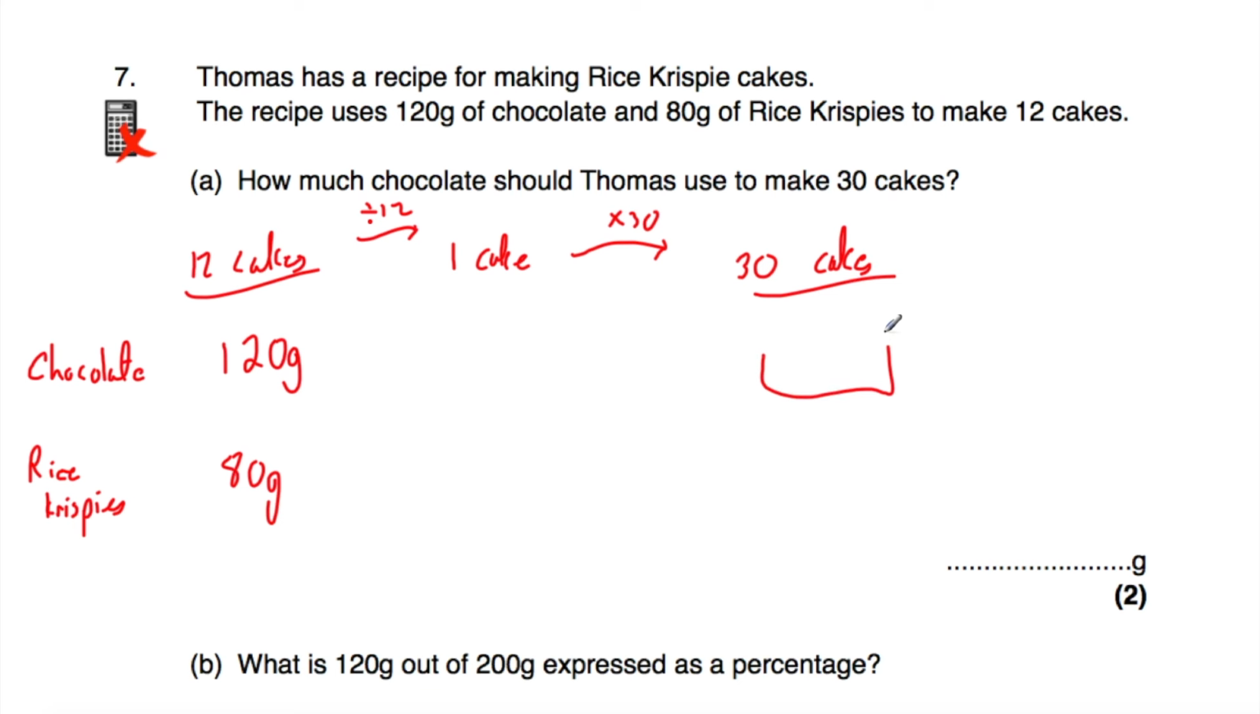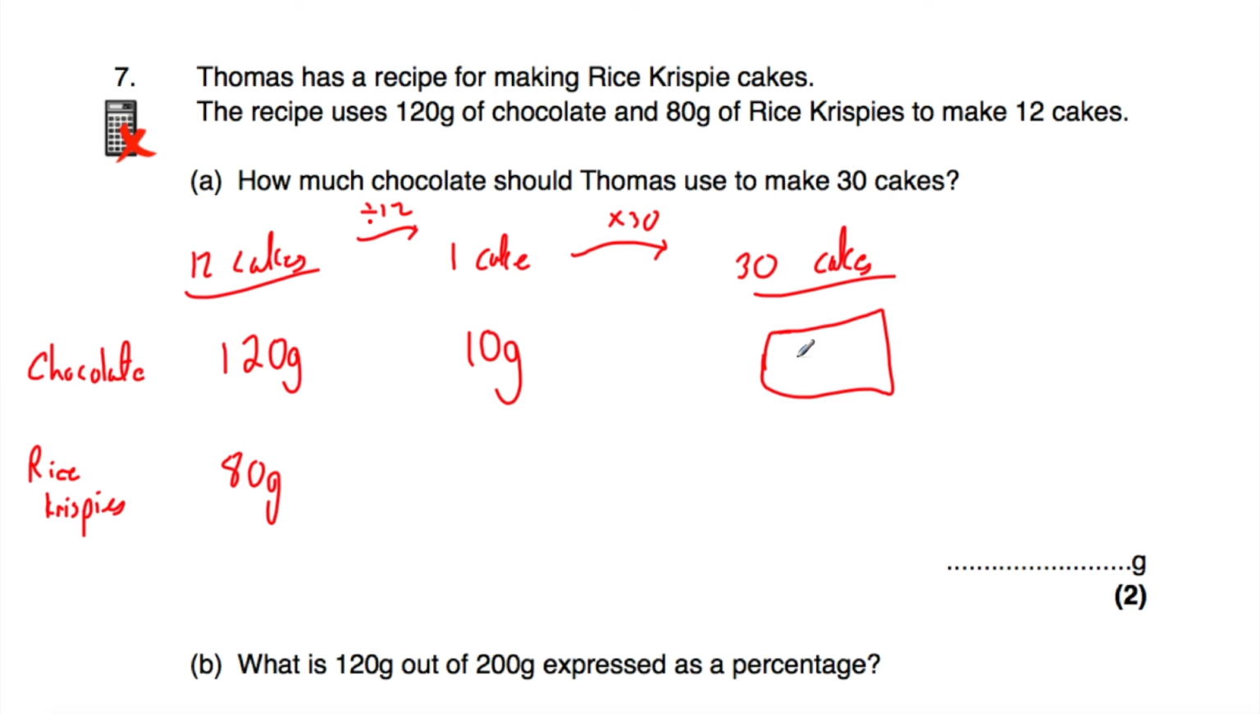Okay, so we're looking for how much chocolate he should use to make 30 cakes. If we've got 120 grams, that makes 12 cakes. If we divide that by 12 for 1 cake, 120 divided by 12 is equal to 10 grams. So he needs 10 grams of chocolate for 1 cake. And then if we times that by 30, that'll tell us how much chocolate he needs for 30 cakes.